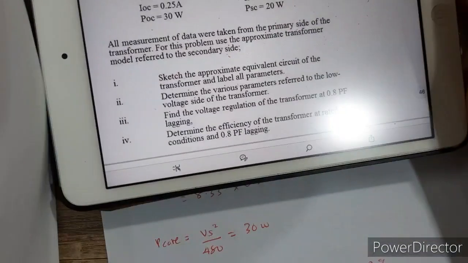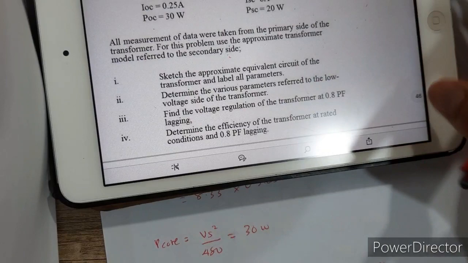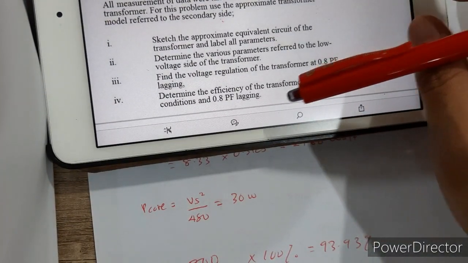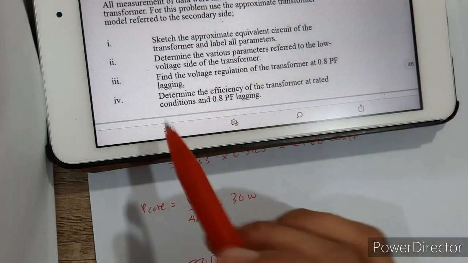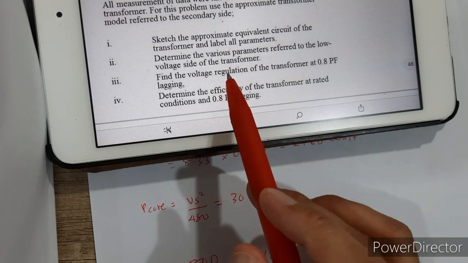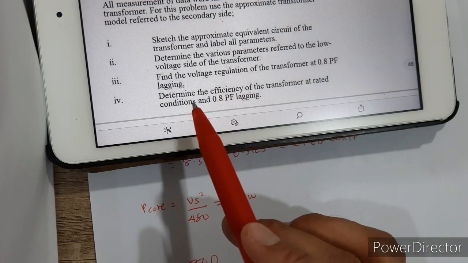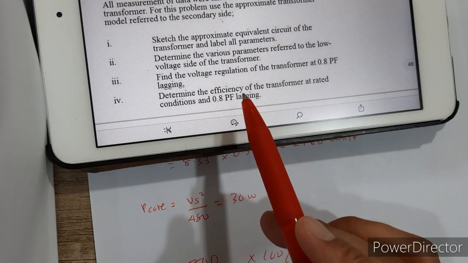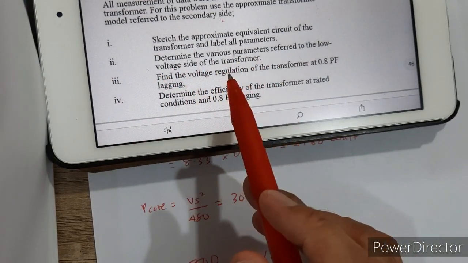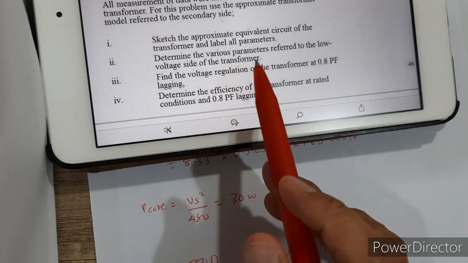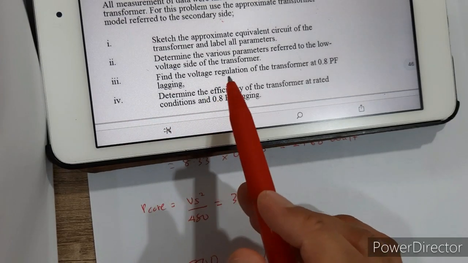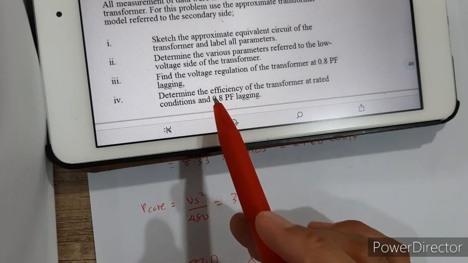Okay, so next we move on to efficiency. Determine the efficiency of the transformer at rated condition and 0.8 power factor lagging. Actually for number 3 and number 4, you can determine the voltage regulation and efficiency either at the primary or secondary side. Because the parameters are referred to the secondary side, we find number 3 and 4, voltage regulation and efficiency, at the secondary side.